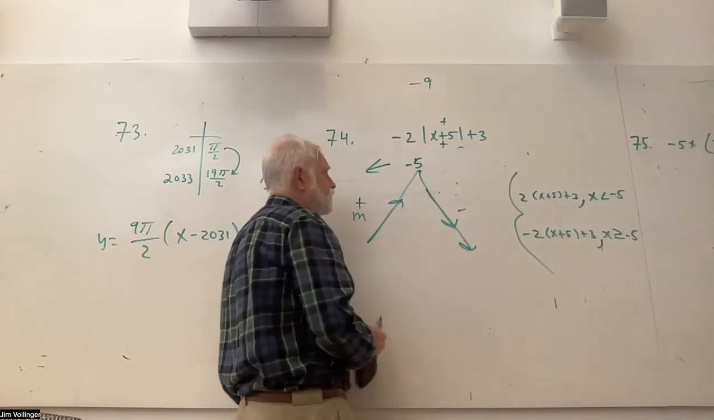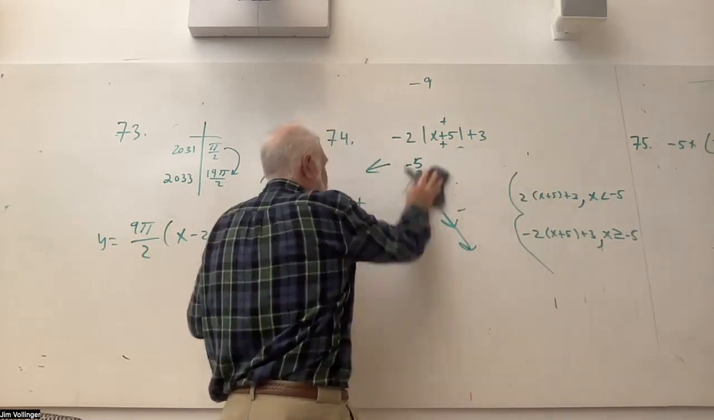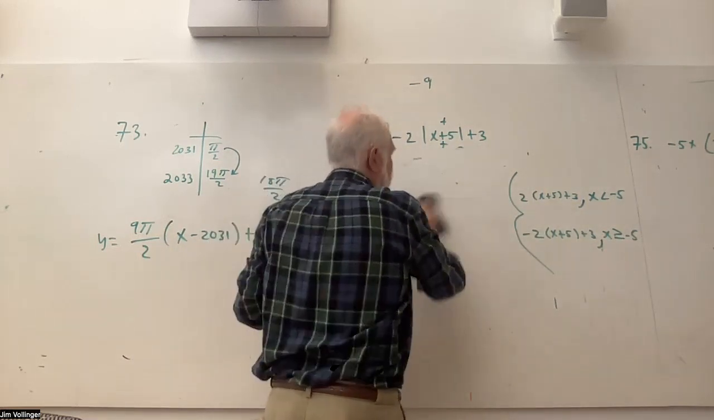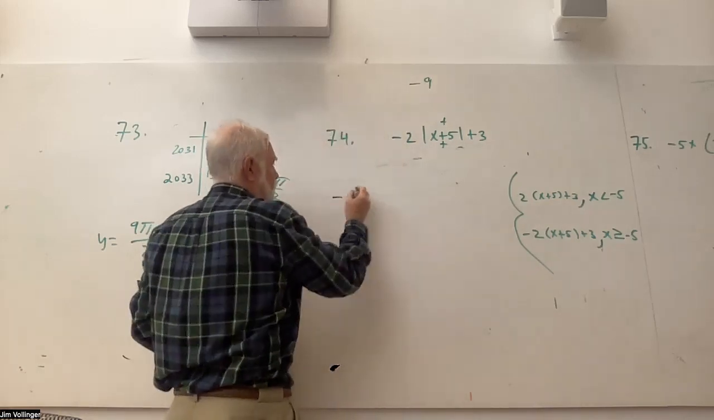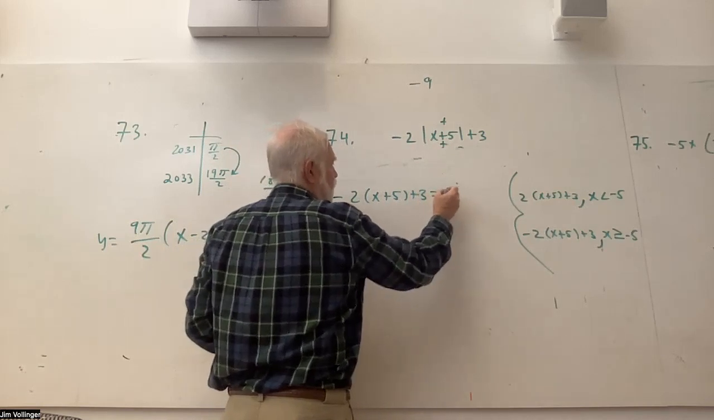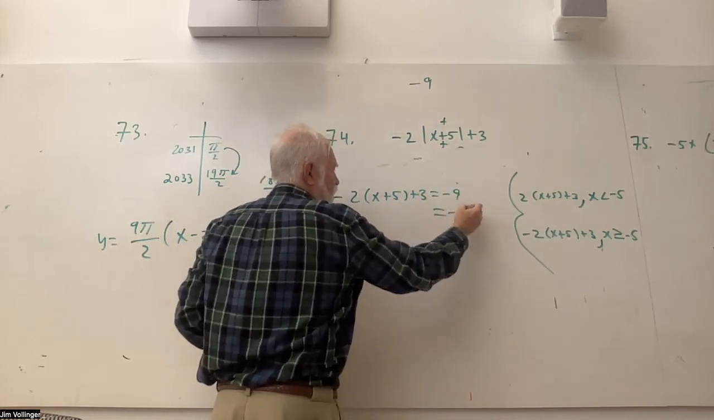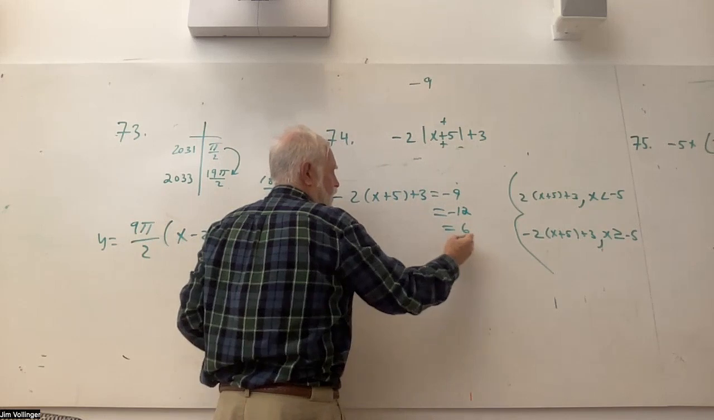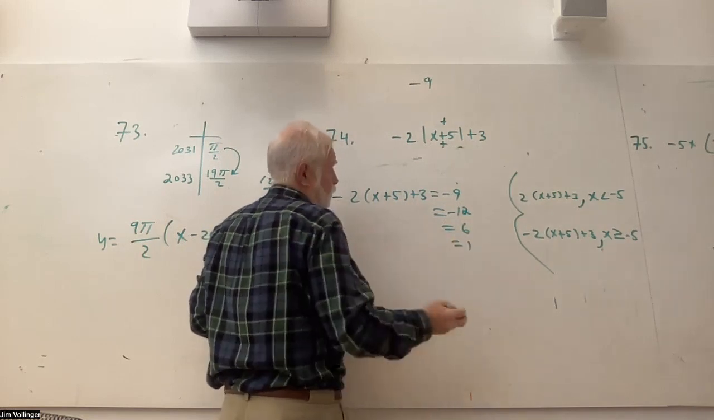It's going down. All right, so how's that helpful? Well, it's helpful if we want to find out when it hits negative 9. 2 x plus 5 plus 3 equals negative 9. Well, that's a piece of cake. Negative 12. Positive 6. Minus 5, 1.